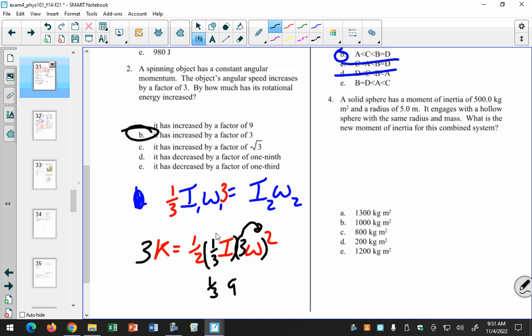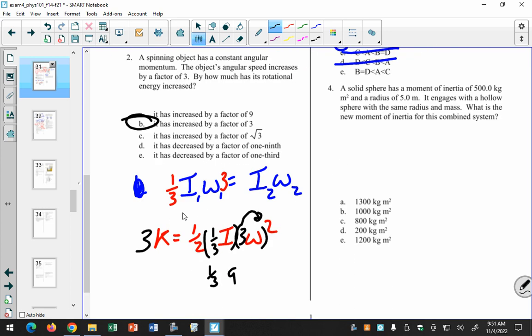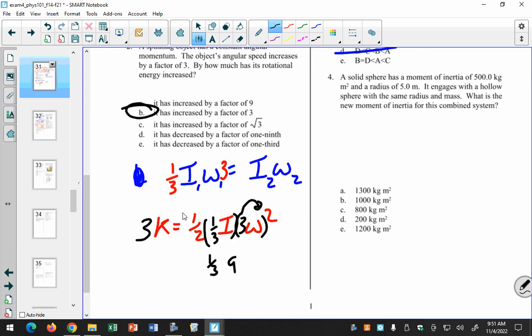Let's look at number 4. This is a good exam. You will have questions from other exams, but this fall 19 is a good one. A solid sphere has a moment of inertia of 500 kilograms and a radius of 5 meters, and then engages with a hollow sphere with the same radius and mass. And I want to know, what is the new moment of inertia?